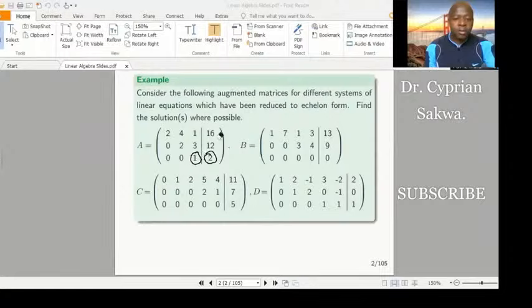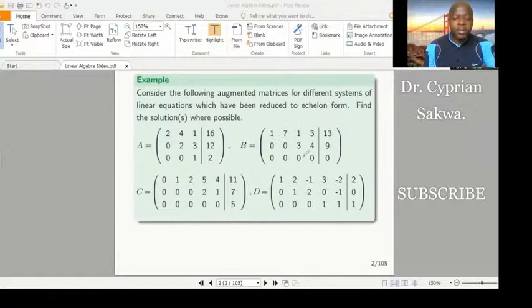Let's go to the second system and see whether it has one solution, several solutions, that is infinitely many solutions, or no solution. Look at the last row. We looked at this earlier in our first video when we were looking at Gaussian elimination and Gauss-Jordan elimination.